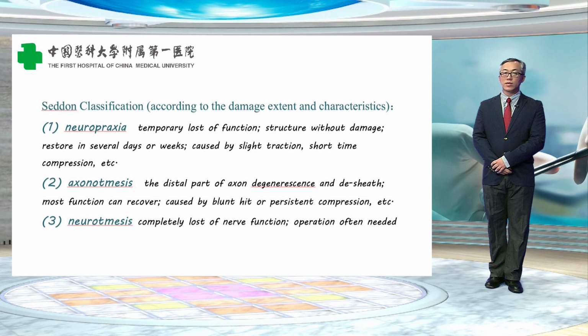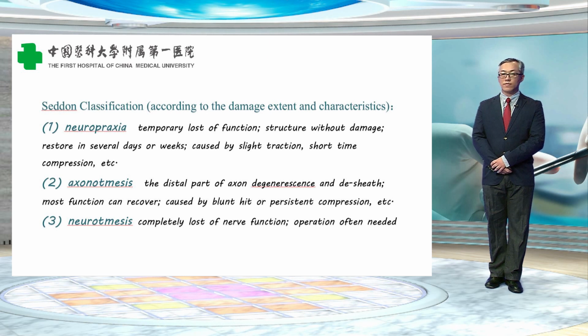According to Seddon classification, the first type is neuropraxia. That means temporary loss of function. The structure is without damage, and the function can be restored in several days or weeks. Usually, this kind of injury is caused by slight traction or short-term compression.